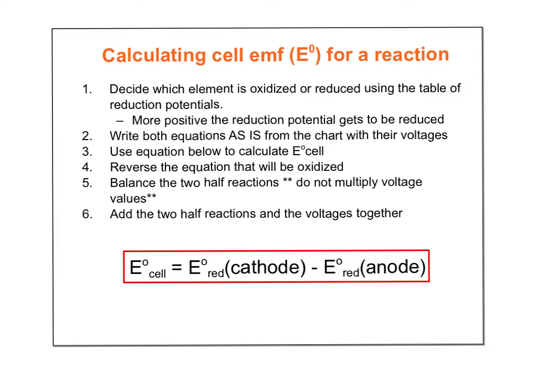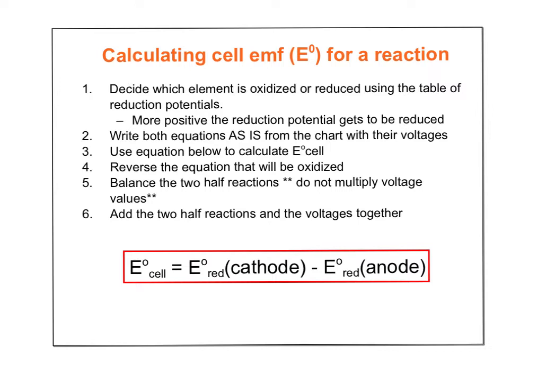When we go to balance these redox reactions, they're all written as reductions. So once we've calculated the E cell, we can now do our half reaction balancing method. But in order to do that, we need to reverse the half reaction that we said would be oxidized. So we'll flip the reactants and products, and we'll balance the two half reactions just like we've been doing in class when we learned how to balance redox reactions.